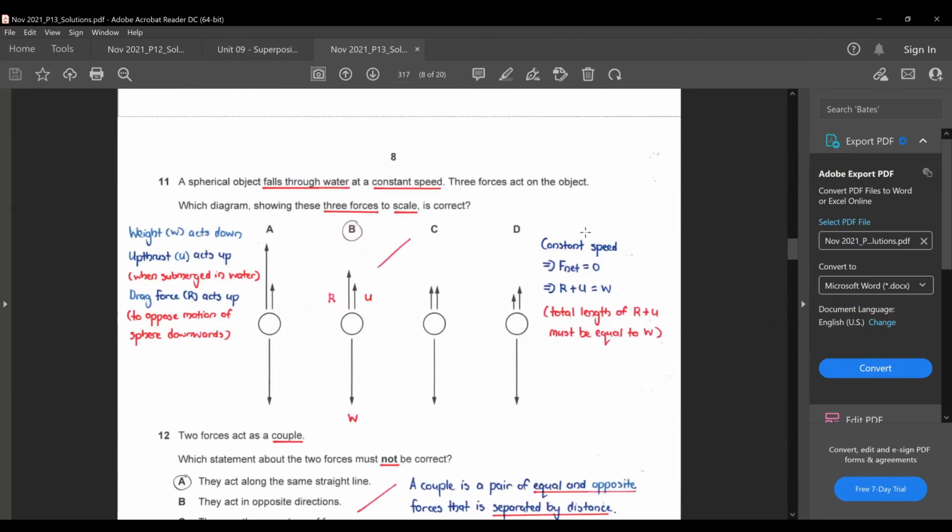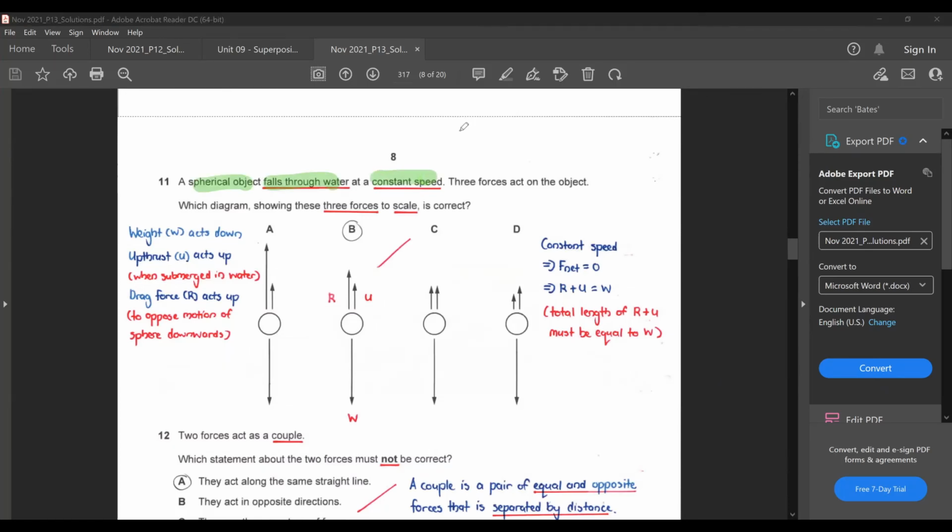Okay, then number 11. You have a spherical object that falls through water at a constant speed. Three forces act on the object. Which diagram showing these forces to scale is correct? So they have actually drawn for you the forces to scale here, okay? This is very important to note.